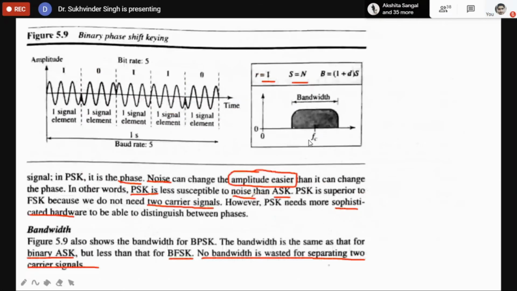So how does it represent this? Let us say again we have a digital coding scheme, that is unipolar NRZ. Its bit rate is 5, baud rate is 5, that is 5 signal elements and 5 data elements. That's why its ratio r is equal to 1. Signal element is equal to data element. Its bandwidth is equal to (1 plus d) into S. Why (1 plus d) into S? Why is the twice delta f not present here?